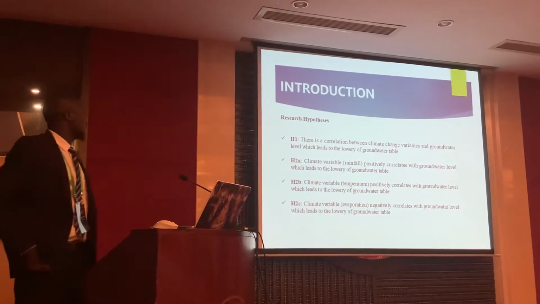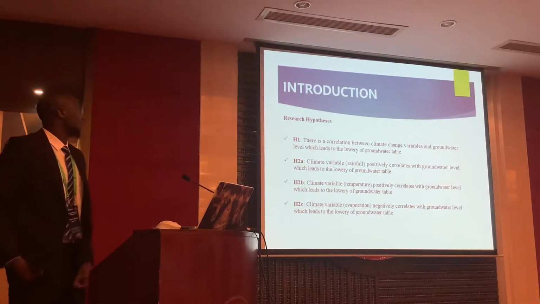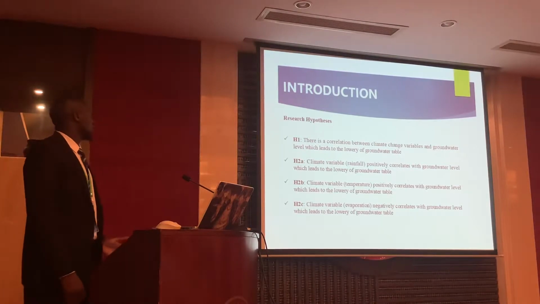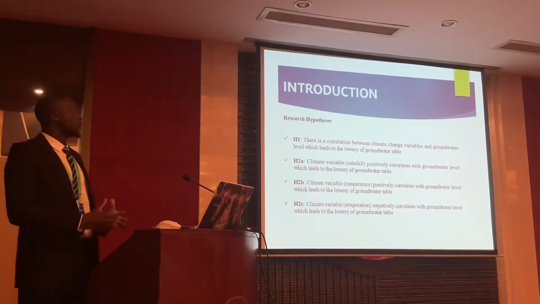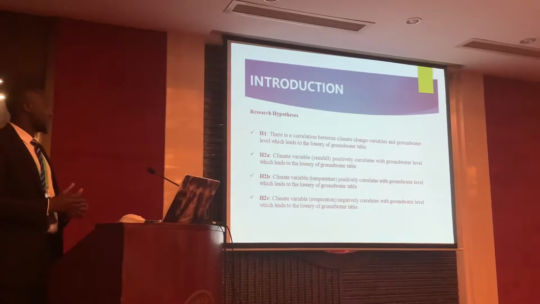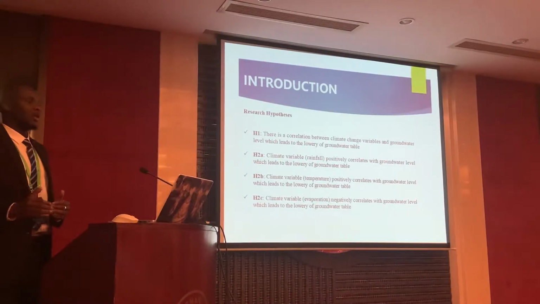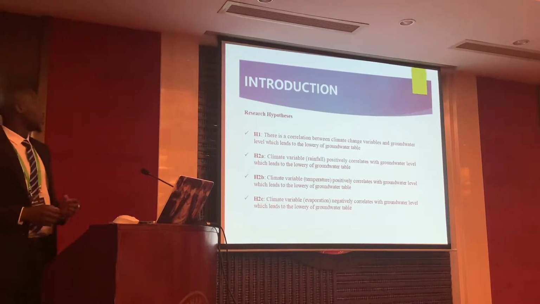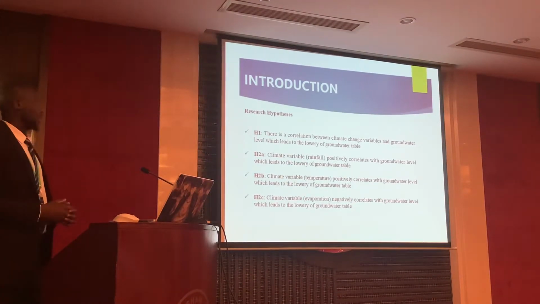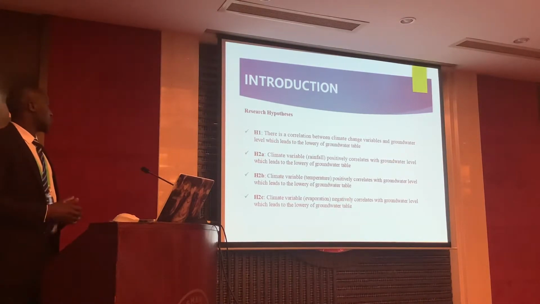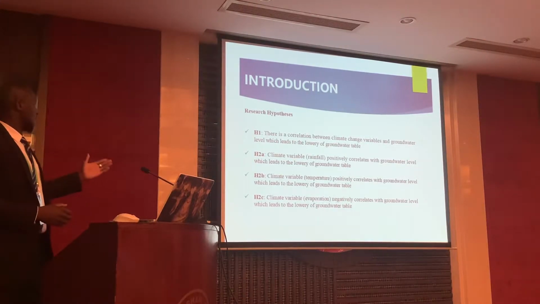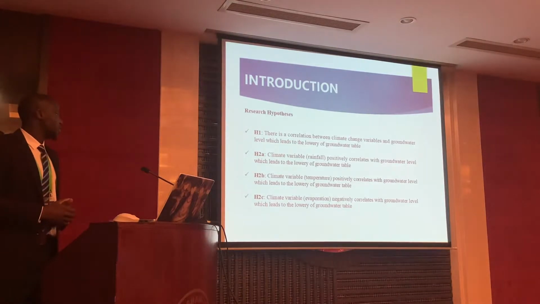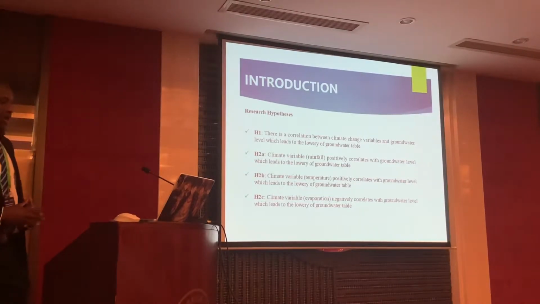We hypothesize that there is a correlation between climate change variables and the groundwater level, which leads to the lowering of the groundwater table, especially in the study area, Brikama. Climate change variable, rainfall, is positively correlated with groundwater level, as we hypothesize. Temperature also is positively correlated. And evaporation is negatively correlated, as we hypothesize.